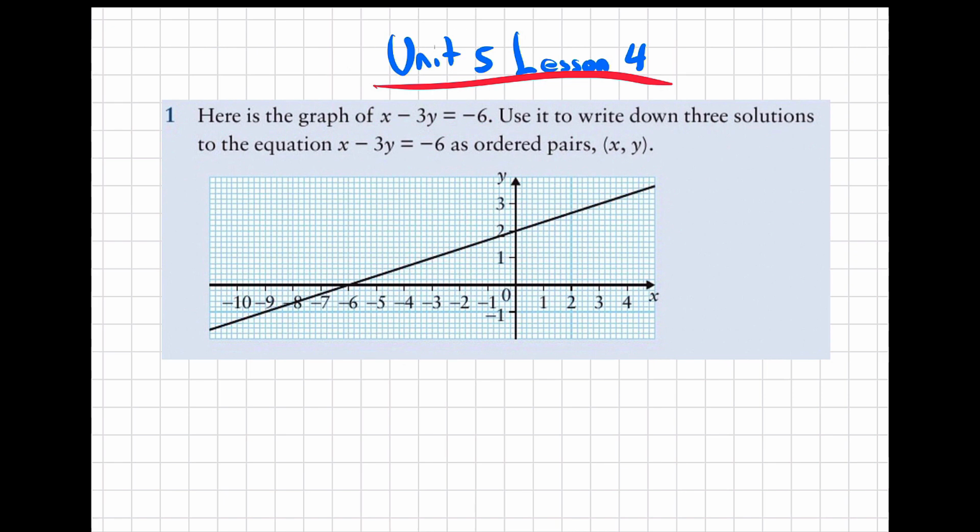we have a graph of this line, and the line is x minus 3y equals -6. Okay, so it says use it to write down 3 solutions to this equation as ordered pairs, so an x and a y. So what you need to do is you need to look at this graph that's here, and we want to find some points that are on this line right there. Okay, so on that line, we need to find some points.